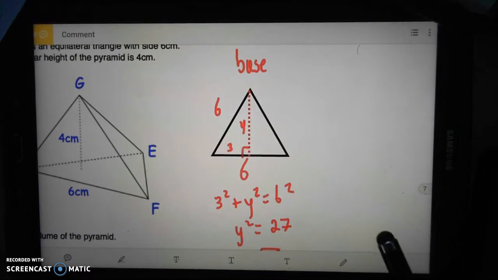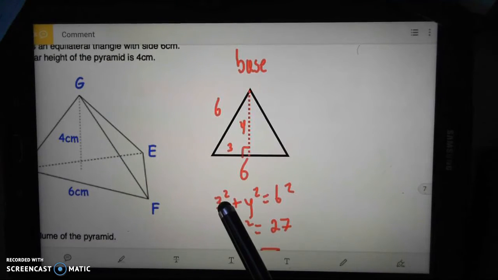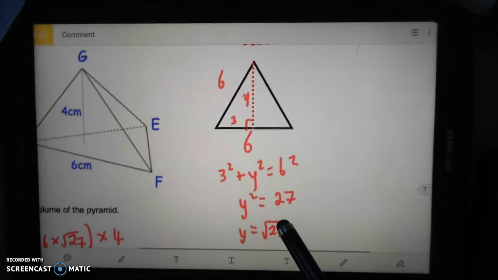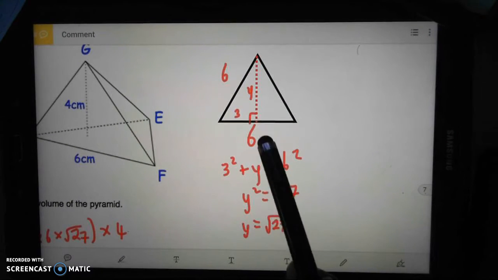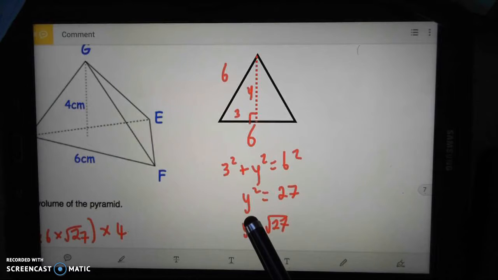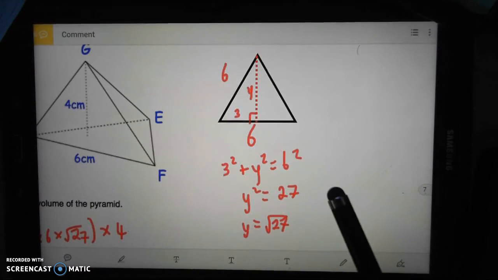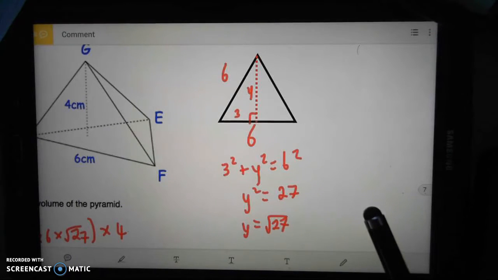So 6 squared is 36, and 3 squared is 9. So if we do 36 take away 9, we're left with y squared is equal to 27. And we just want the y, so we must square root. So when we square root both sides, we get y is equal to square root of 27. Now if you're struggling with this, please go back and revise Pythagoras theorem.